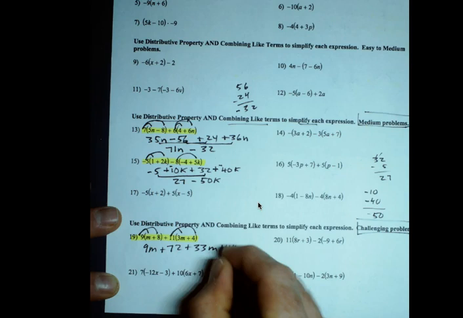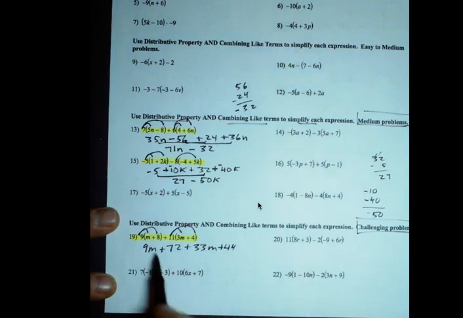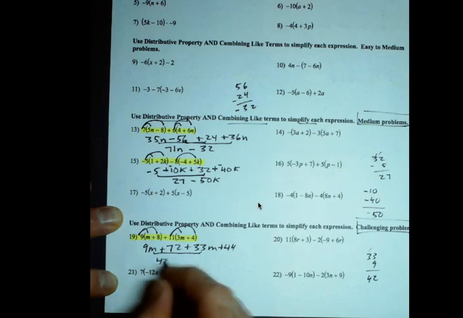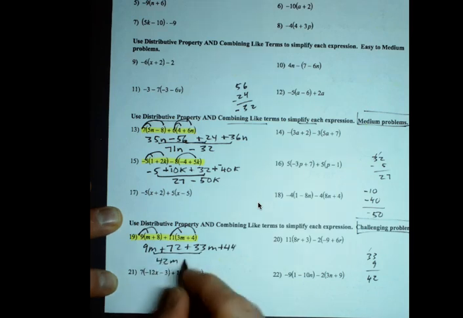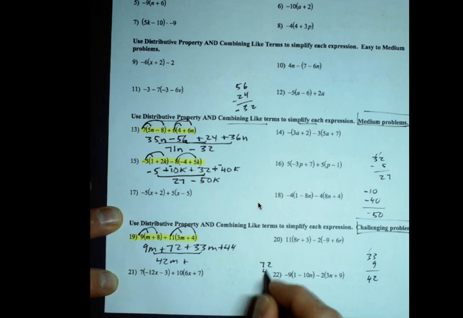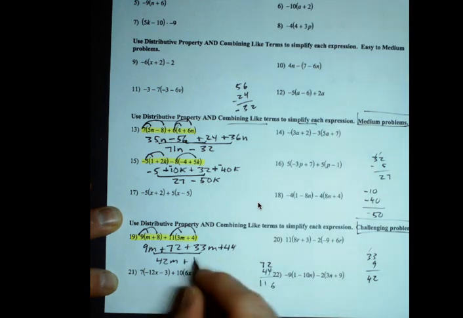This isn't so tough, is it? So now I've got some different things I can combine. I can combine the 9m and the 33m. So I can go on over here and go 33 plus 9 gives me 42. So I've got 42m, and I'm going to add to it some other stuff. I got 72, and I've got a 44. If I add those up, I've got 116.